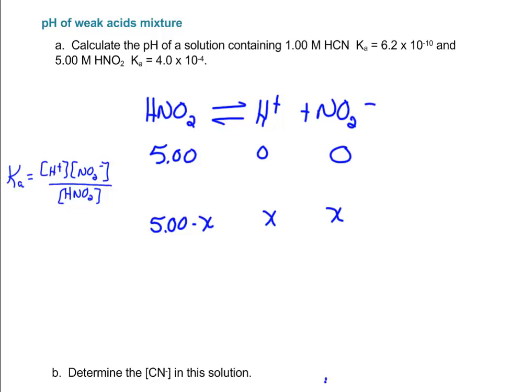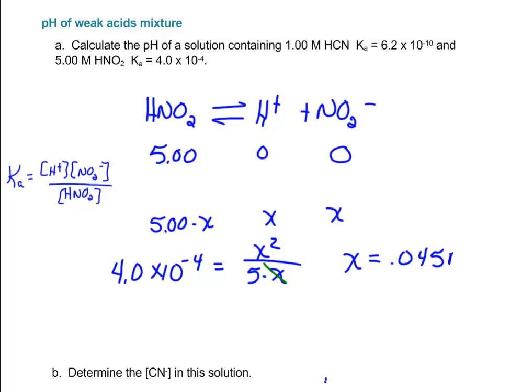So my Ka is 4.0 times 10 to the negative 4, and I have X squared in the numerator, and I have 5 minus X in the denominator. What do I do about the X? I can cancel the X in the denominator. Doing the algebra gives me X equals 4.5 times 10 to the negative 2, or 0.045 molar. Okay, 0.045 compared to 5 molar, definitely less than 5%, so we're in good shape. So now I need to figure out the pH. So pH equals the negative log of 0.045 molar, and I get a pH of 1.35.